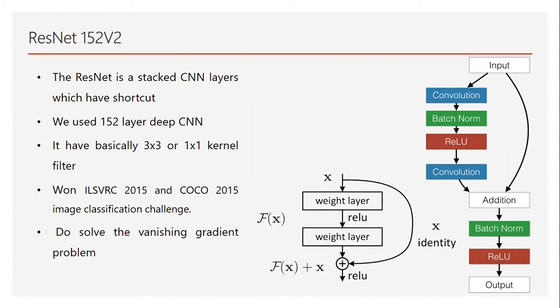ResNet is a highly successful CNN architecture, and it is a winner of ILSVRC 2015 and COCO 2015 in the image classification challenge, and it also solves the vanishing gradient problem. The vanishing gradient problem is defined as the gradient vanishing or tending to a NaN value when we go deeper and deeper in a CNN architecture.